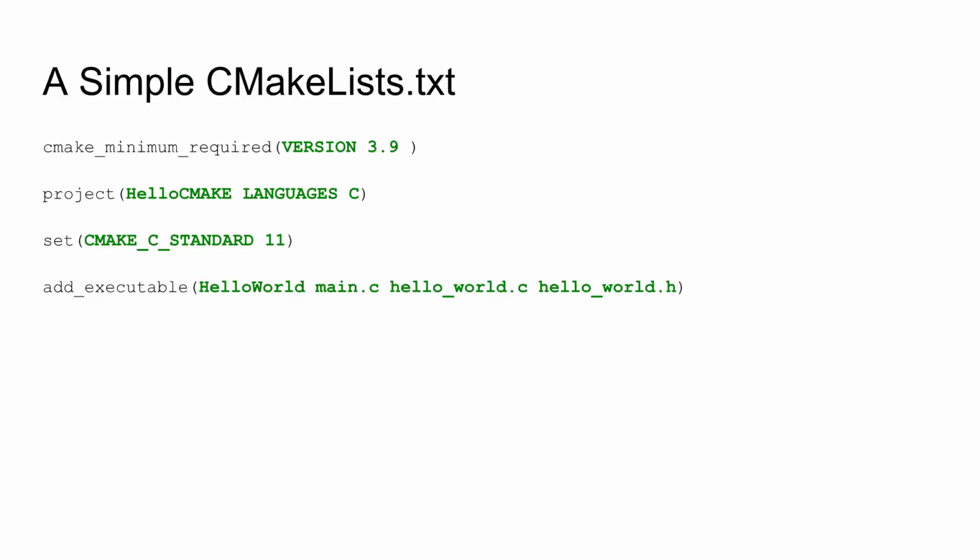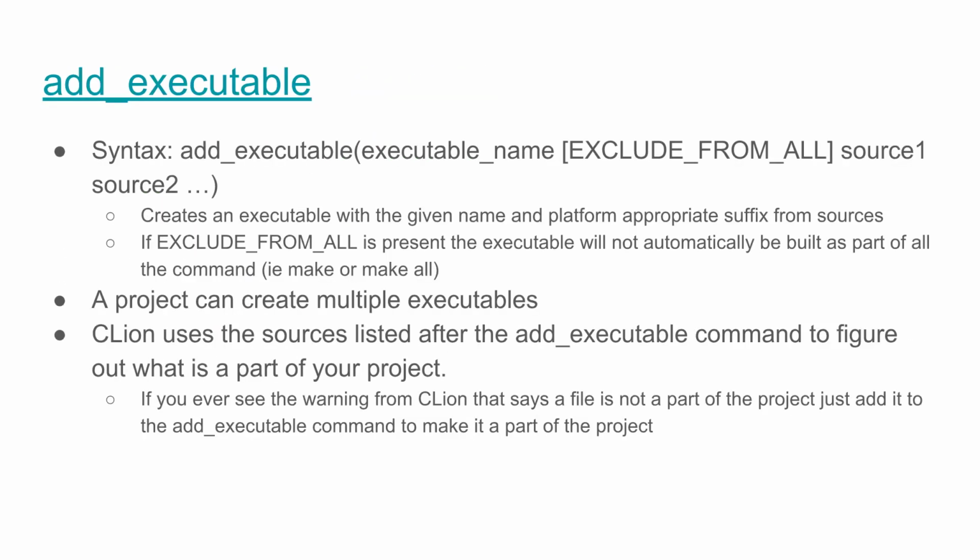So then the final command is the add executable command. So you say add executable, the name of your executable, and then you list your sources out. There's also another option that you can add called exclude from all if you don't want this thing to be built automatically with other executables. Your project can have more than one executable, and that's completely fine, right? You might want to build multiple different executables at the end of the day. If you don't want it to be built automatically, though, you would use the exclude from all. List out your sources. It will then attempt to create that executable from those sources, unsurprisingly.